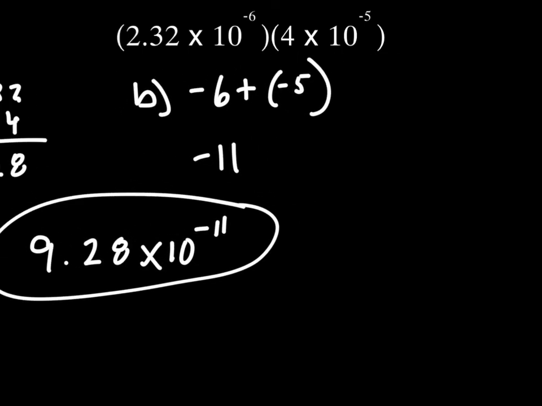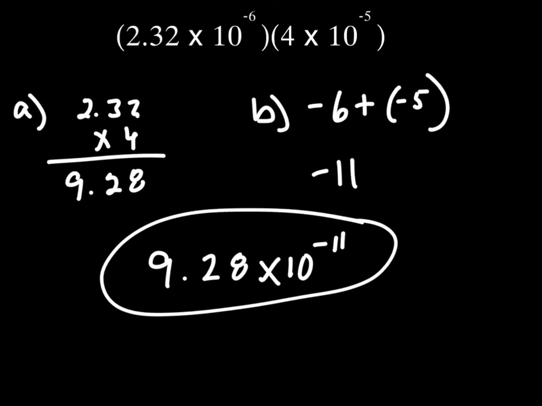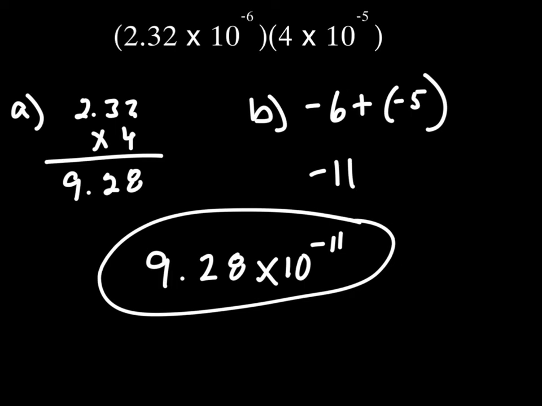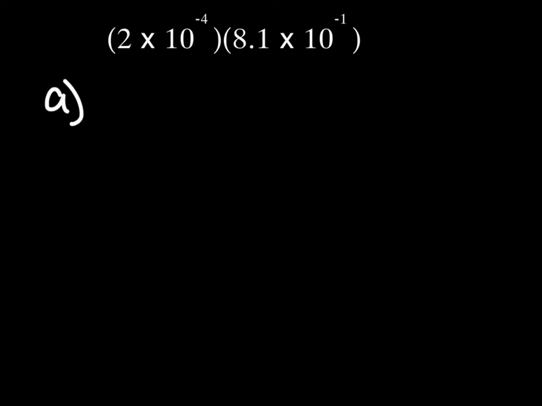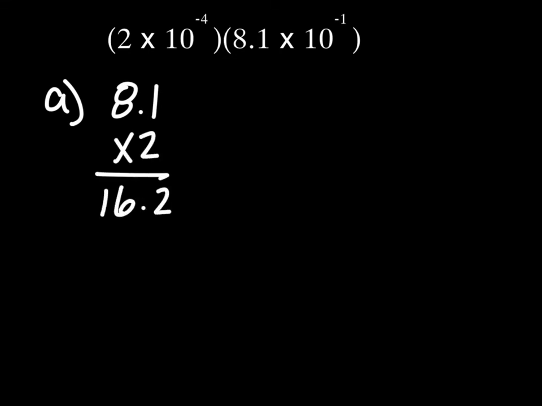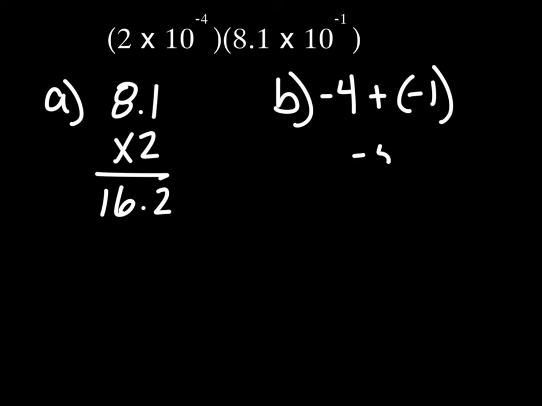So we get over to our second problem. Again, we have negative powers. In our first step, we're going to take our coefficients and multiply them. That's going to give us 16.2. Second step is we're going to add our powers. And in this case, we are going to add because they have the same sign, so it gives us negative 5.